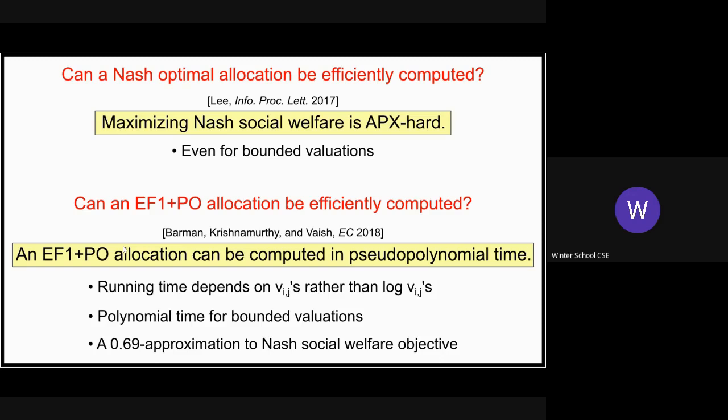Normalized, I mean, some valuations could be 2 to the n, so you never know. So all values are bounded, meaning the values are not growing with n or m, the number of agents or number of items.